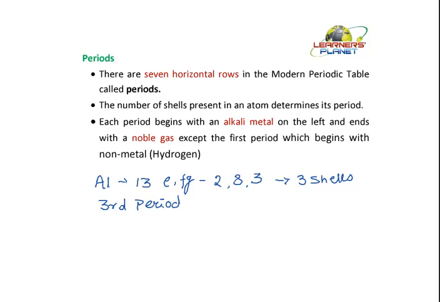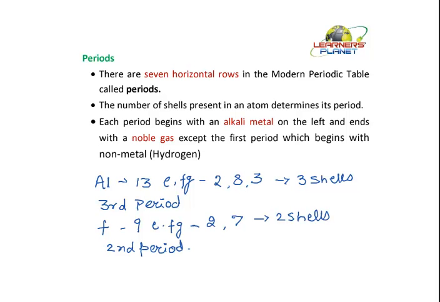Likewise, let's take up fluorine, the atomic number is 9. What would be its electronic configuration? It should be 2 and 7, and this is your fluorine. So how many shells are there? There are 2 shells. So in which period does it belong? It belongs to the 2nd period.